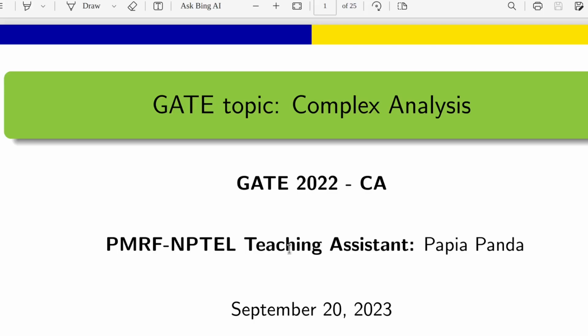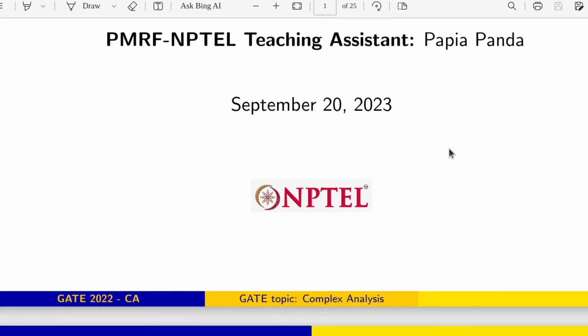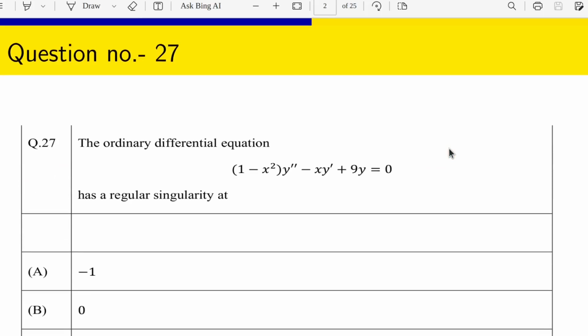So today we will talk about the complex analysis topic, and I have taken 3 questions from different GATE question papers. The first question is from the GATE 2022 physics question paper, and the topic is complex analysis. So let's start.